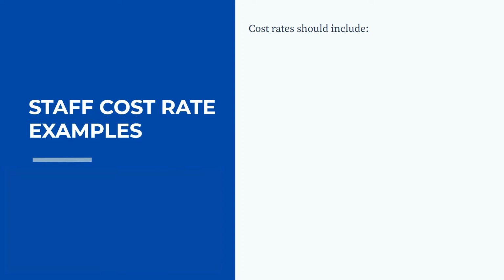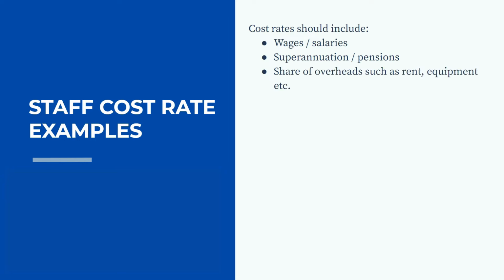So the cost rates that you calculate for each staff member should include the wages and/or salaries that you pay to that staff member, any superannuation or pensions that you contribute for that staff member on top of their wages, and also potentially a share of the overheads such as rent or computer equipment, etc., that you buy for your staff. This is not absolutely necessary, but if you know how to do this, then you can add it into the staff cost rates as well.